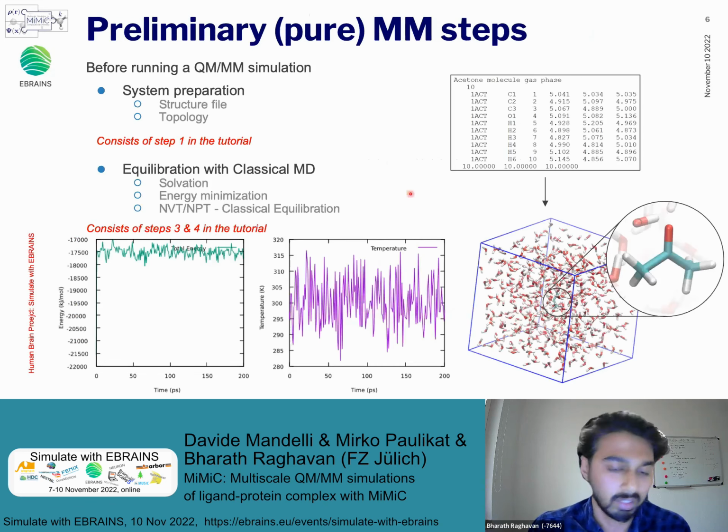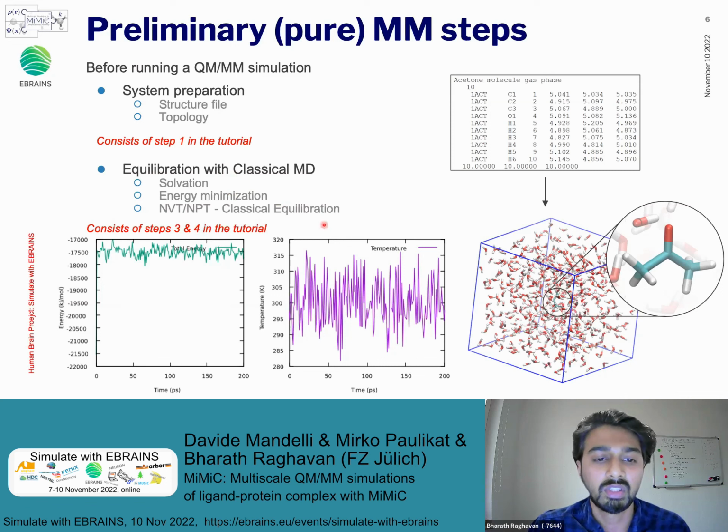Now, as Mirko mentioned earlier, to actually run a mimic QM/MM simulation, you would need to do a preliminary MD step. So you would need to do a calculation at the classical molecular level before you could actually start QM/MM. For this, what you would need to do in the beginning is, like I mentioned, generate the structure files and the topology files. This is done in step 1 of the tutorial. Then you would need to carry out the solvation, minimization, and classical equilibration at the molecular dynamics level. This is done in steps 3 and 4 of the tutorial.